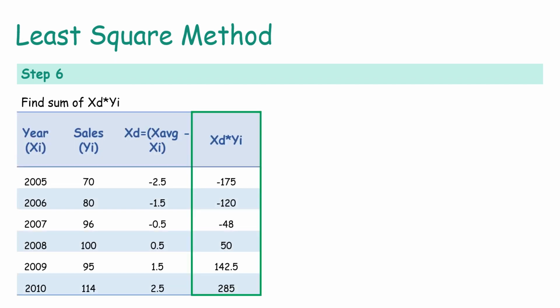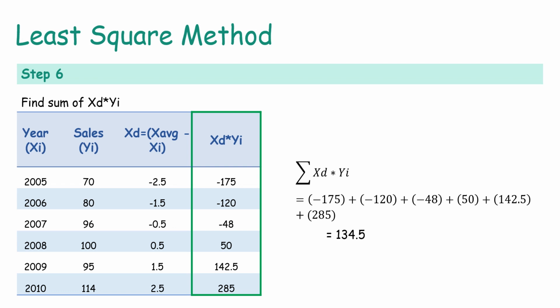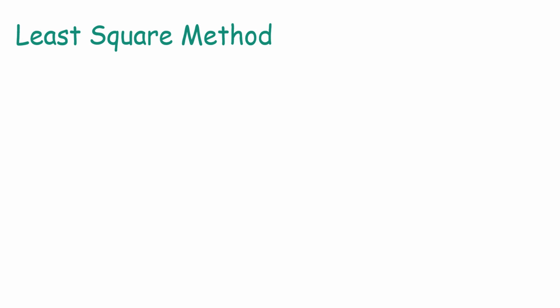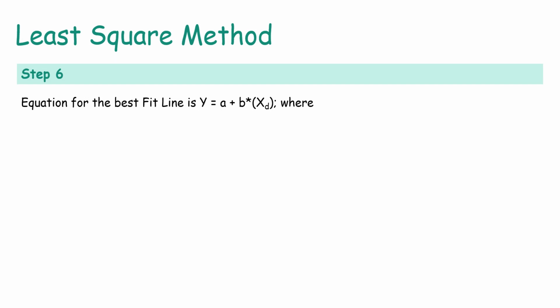So xd you have computed, yi is the sales value. You have done that multiplying each 70 by 2.5 separately in a column xd into yi. Now what you have to do is sum all these values. So you have 134.5. So last step is about finding the equation.